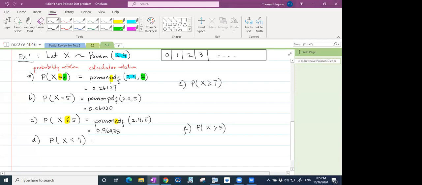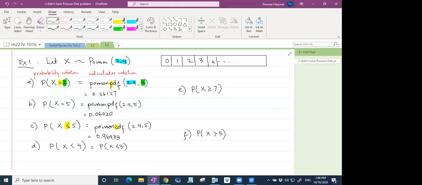Probability that the number of incidents is less than 4. Let me do the adjustment first. Probability that x is at most 3. Right? Less than 4 means at most 3. Can you imagine that? Use this diagram to help. When we say less than 4, it means up to 3.